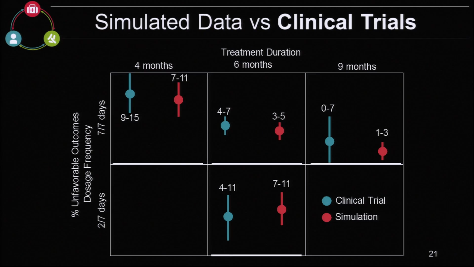So when we compare our simulated data versus clinical trials, here we have percentage of unfavorable outcomes on 2 factors. This is treatment duration, looking at 4 months, 6 months, and 9 months. We see that our simulated data mimics the same trend from our clinical trials. And also looking at reduced frequency, we have the same pattern emerging from our simulations.